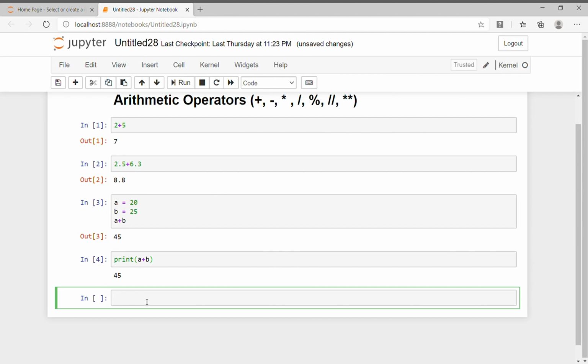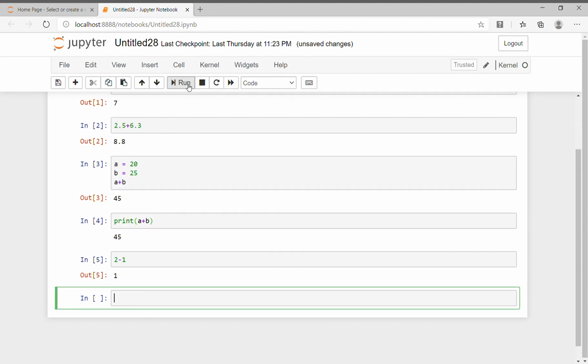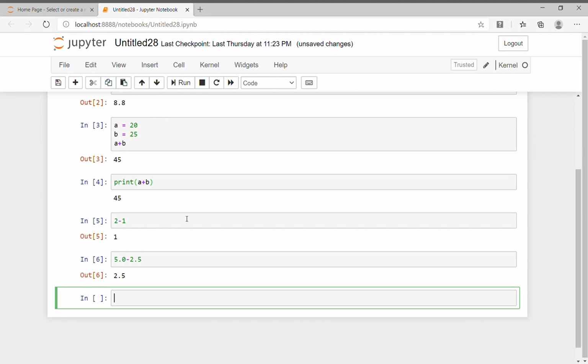Second, we are going to learn about the minus operator. Similarly, in the minus operator we have 2 minus 1, and after executing the statement I will be getting 1. We can also do it for floating type values, so 2.5, and after executing it I will be getting 2.5.